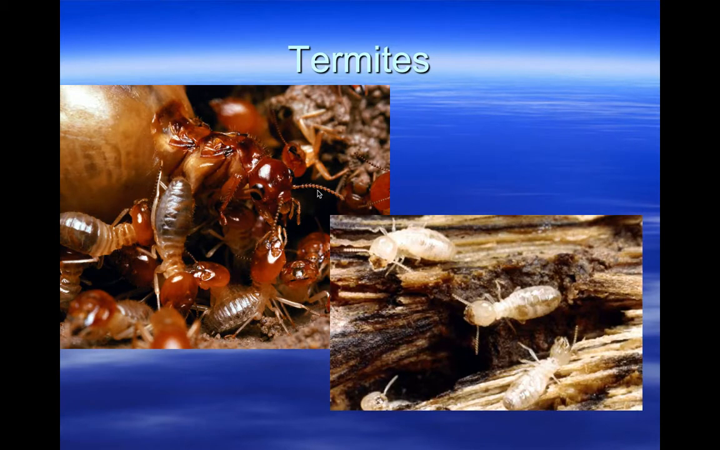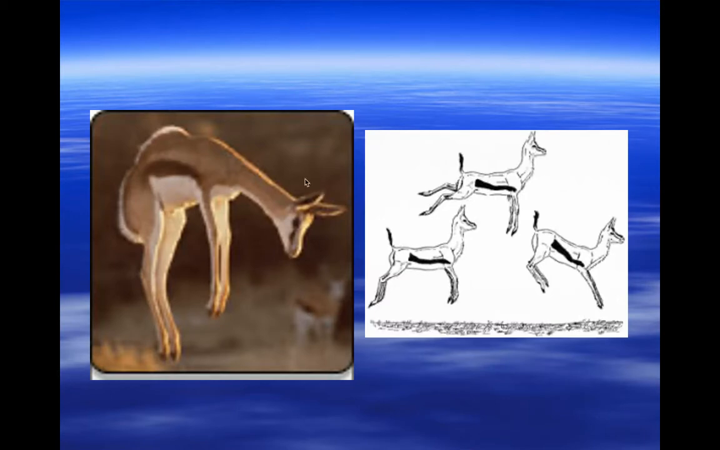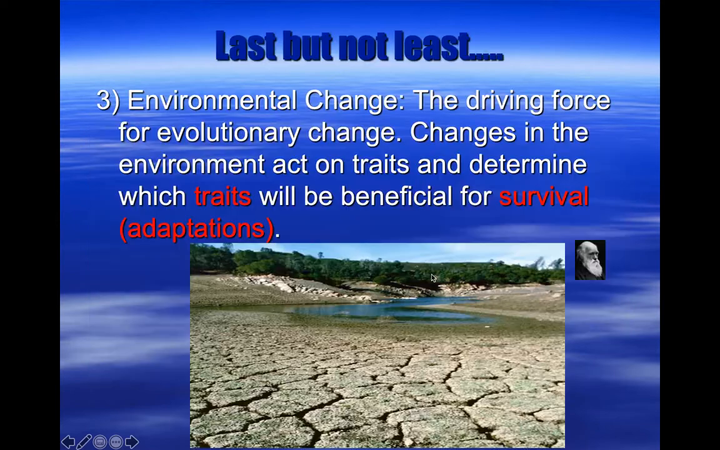Termites have an interesting trait. They're one of the few organisms that can break down wood, so there's less competition for food there. These are, I forget the name of these. They're like a type of deer in Africa where, instead of running away from predators, they're able to jump very high. And the higher they jump, the more they're able to say to their predators, oh, don't bother with me. You won't be able to catch me. So this is an adaptation that increases its survival.